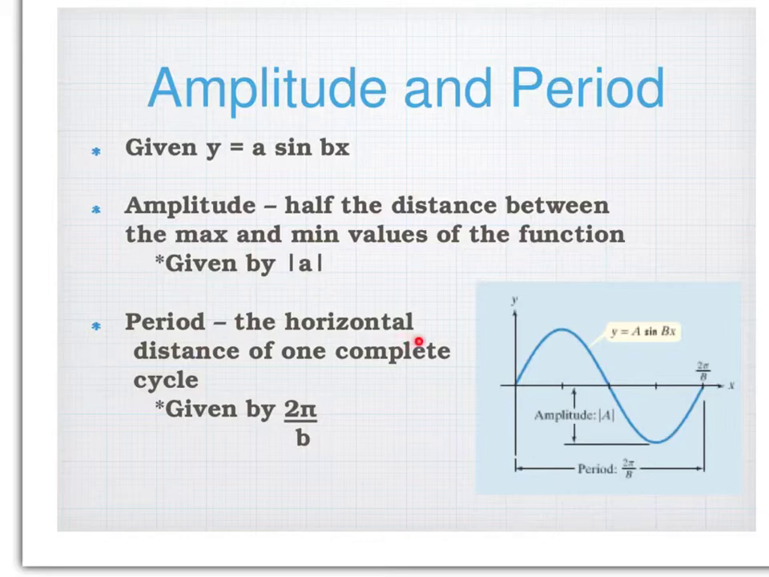The period is the horizontal distance of one complete cycle. The formula is 2 pi over b, because we can compress the cycle or we can expand that cycle. So it doesn't necessarily have to be exactly 2 pi, it just depends on what's going on with the functions. Think back to those transformations that we did in chapter 1.